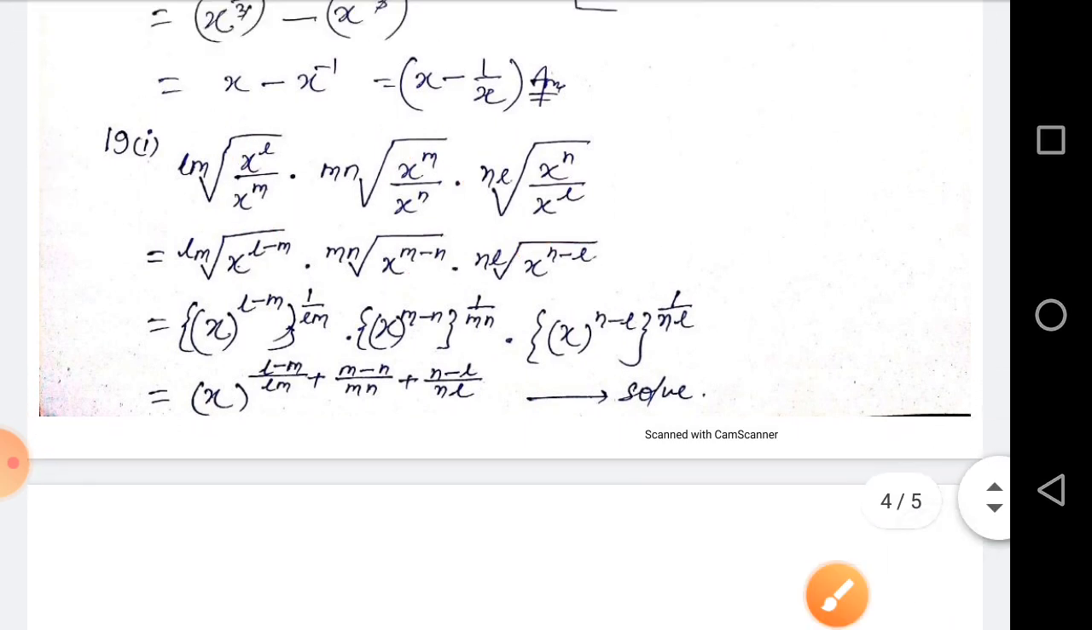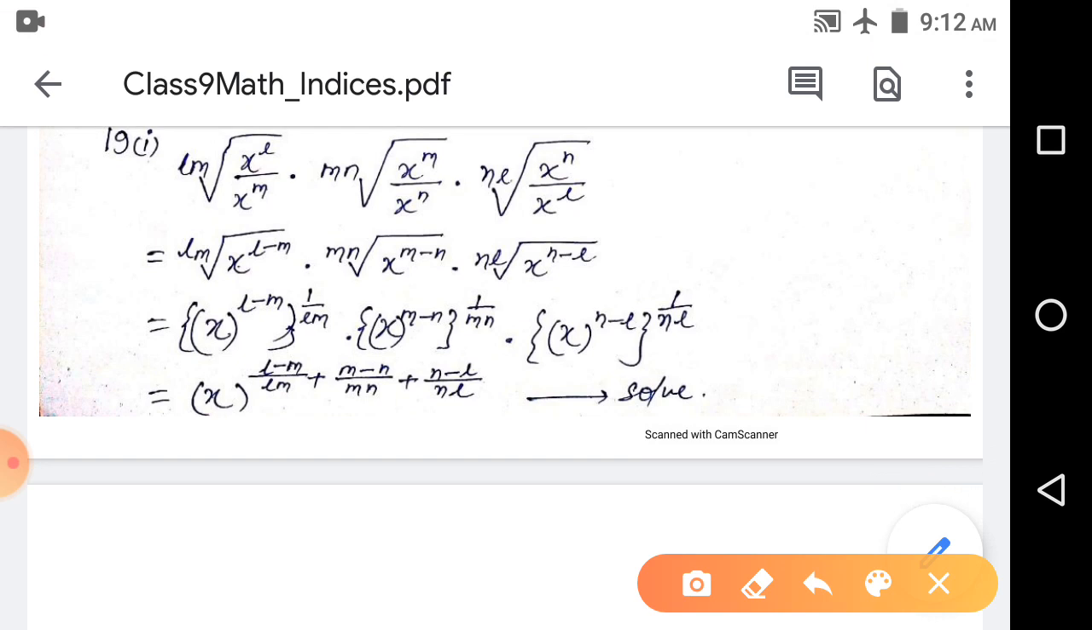Now as the root is here, we can write x to the power l minus m whole to the power 1 by lm, because lm root is the power 1 by lm. And here it is mn root, so we can write x to the power m minus n whole to the power 1 by mn, like that. Here it is also written. Now as those three terms are multiplied with the same base x, we take the same base and add all the exponents, so that is done here. After that you will add those and you will get the answer as 0, and for x to the power 0 the answer will be 1.